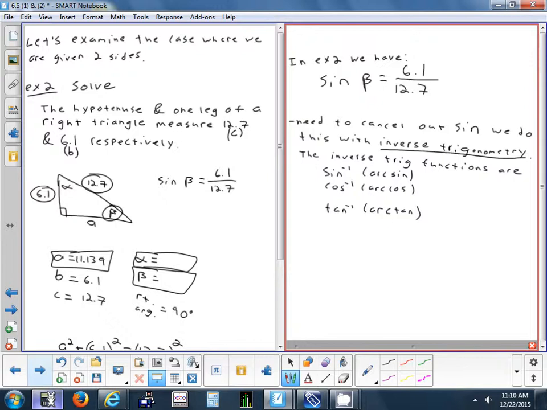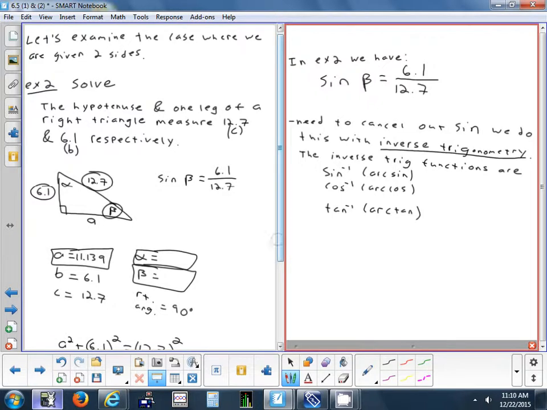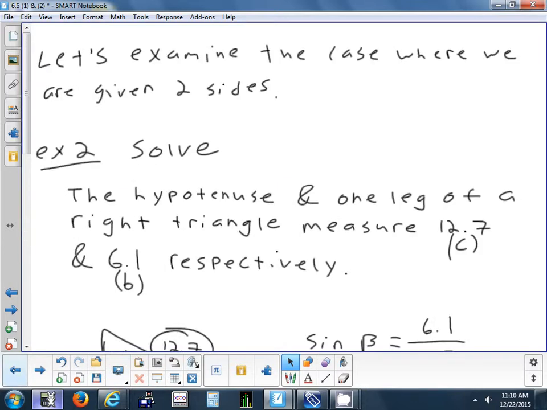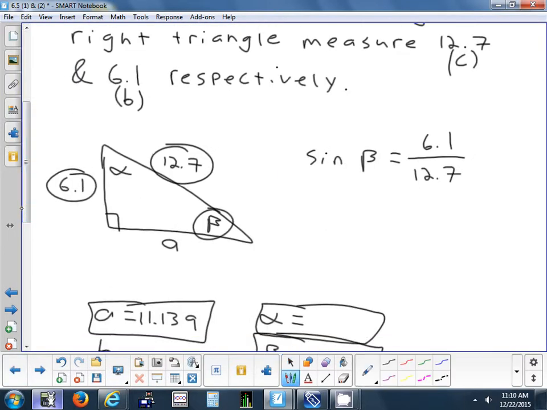All right, so now, whenever we use inverse trig, whatever we do on the left, we have to do on the right. So Brian, what did you say to do here? I said inverse sine of 6.1 divided by 12.7. Yeah, so we're going to take the inverse sine of what's on the left. And I want you to understand I'm not multiplying by inverse sine. Just like if I have this.